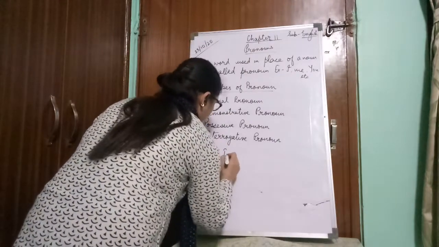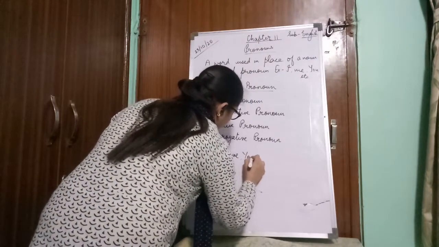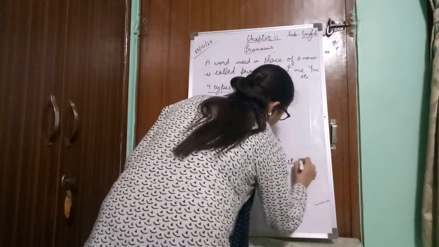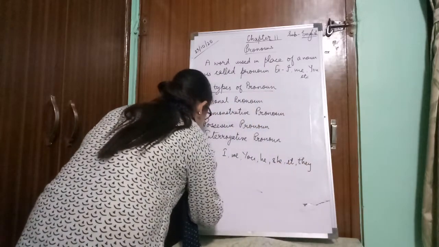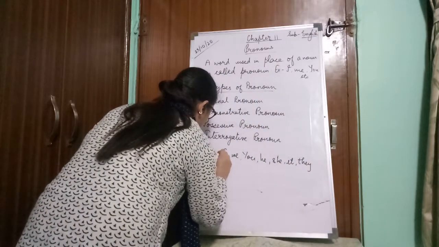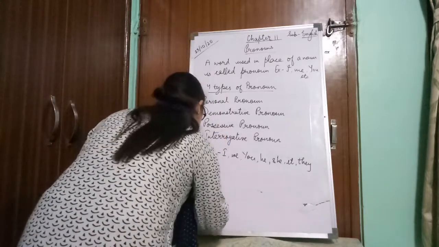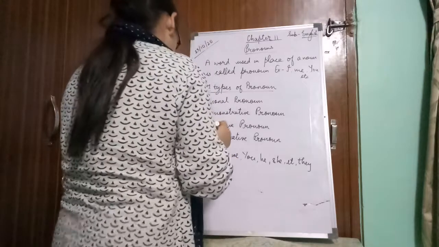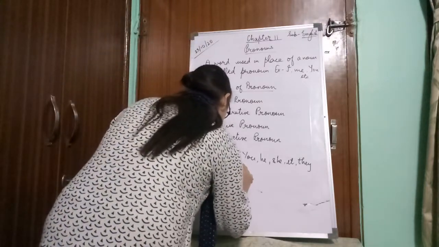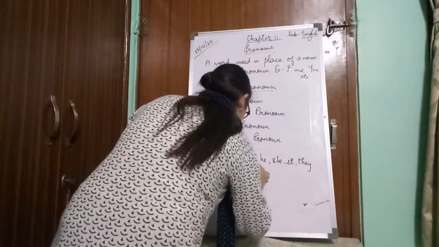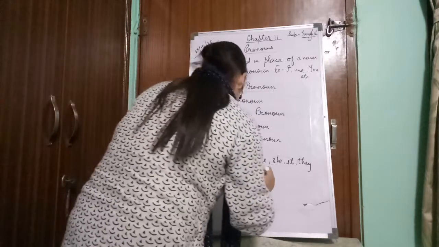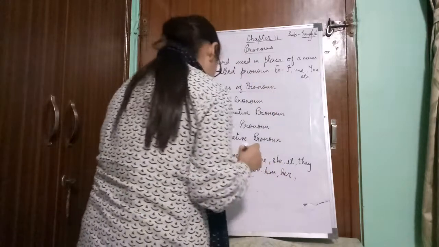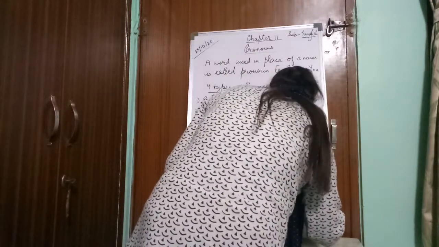So the subject pronouns are I, we, you, he, she, it, and they. These are the subject pronouns. Now the object pronouns are: for I we have me, for we it is us, for you it is the same, you, for he it is him, for she it is her, for it it is it only, and for they it is them.